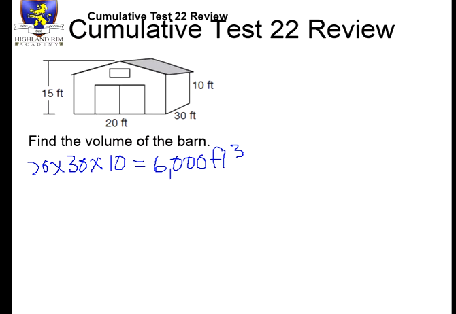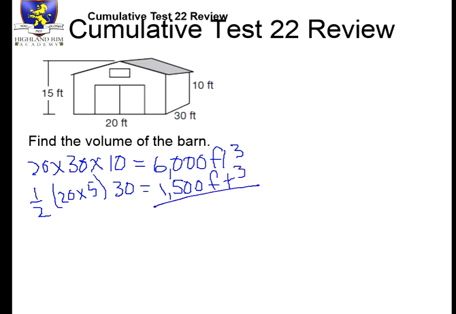The volume for the triangular prism on top is going to be the base times the height times the length. So that will be 1/2 times 20 times 5 times 30. And that is going to equal 1,500 cubic feet.